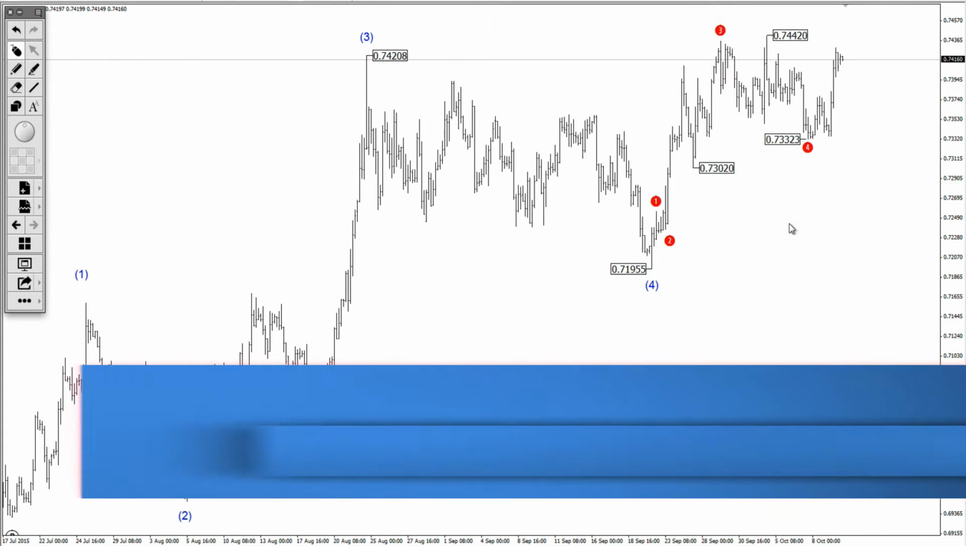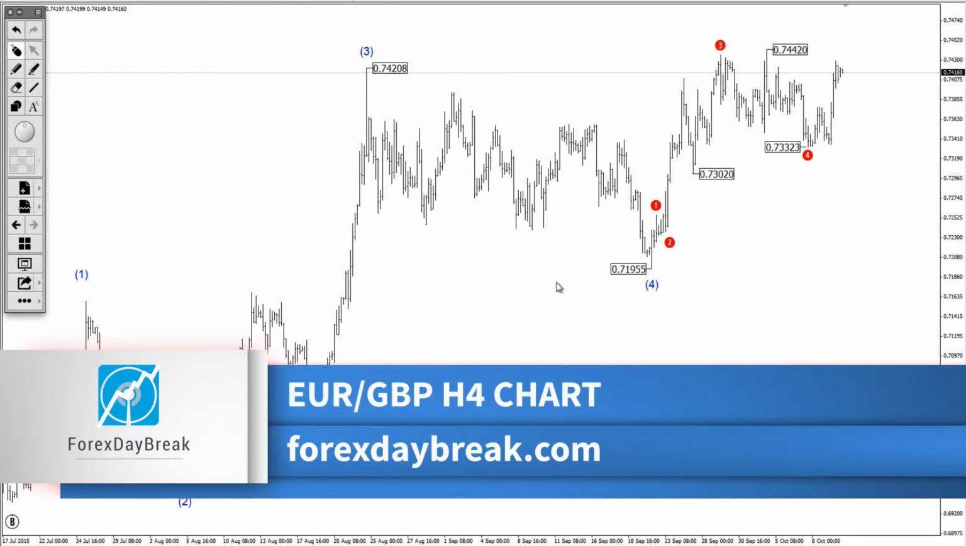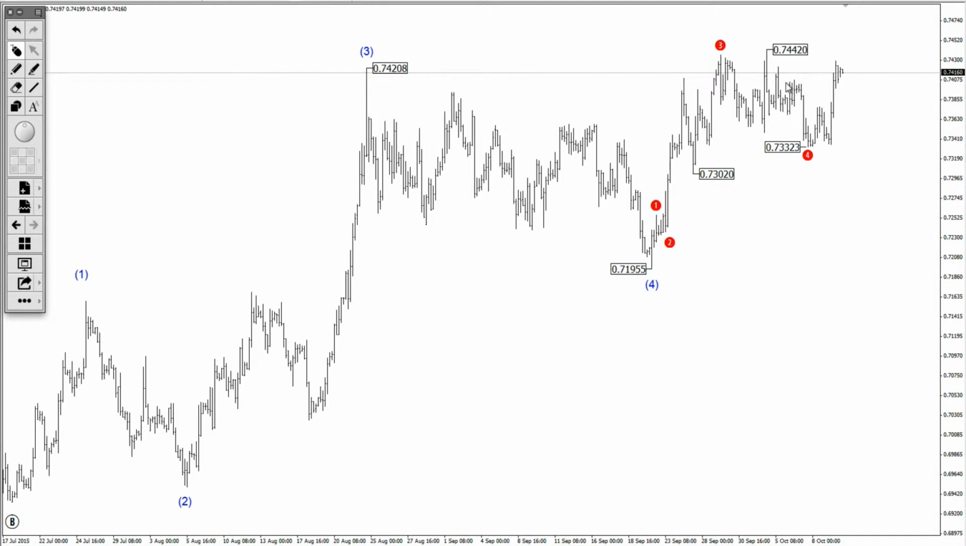Next is euro pound. Euro pound last week went higher, 0.74160 is now the price. We are right around new highs. The previous high was 0.7442.